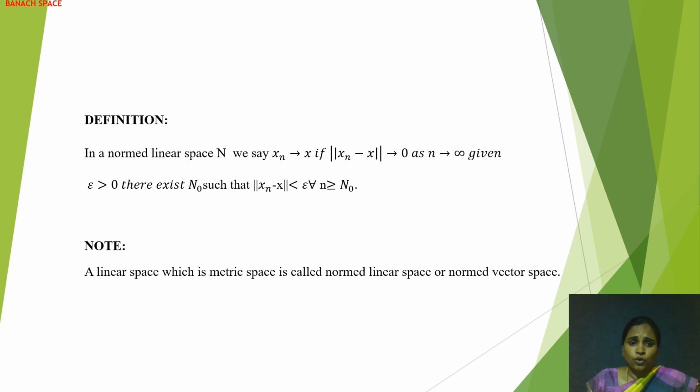So we have a note here: a linear space with a metric, which is a metric space, is called a normed linear space or normed vector space.